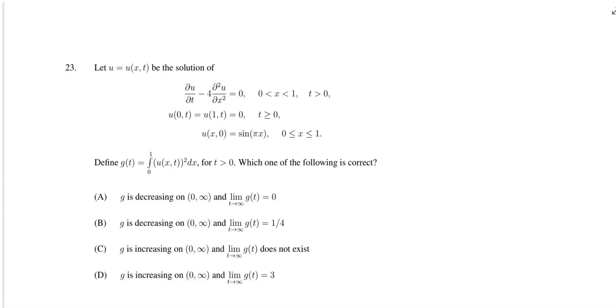Which one of the following is correct? Option A. What is option A? In option A, g is increasing on 0 comma infinity and limit t tends to infinity g of t equals to 0. And what is said in option B? g is decreasing on 0 comma infinity and limit t tends to infinity of g of t equals to 1 by 4. Option C: g is increasing on 0 comma infinity and limit t tends to infinity g of t does not exist. And what is said in option D? g is increasing on 0 comma infinity and limit t tends to infinity g of t equals to 3. So how can we solve this type of problem? Let's find.